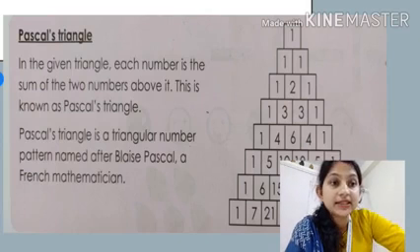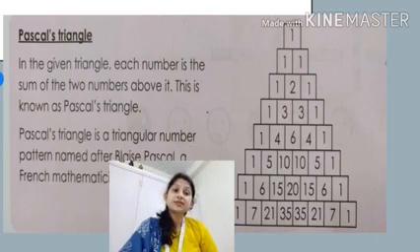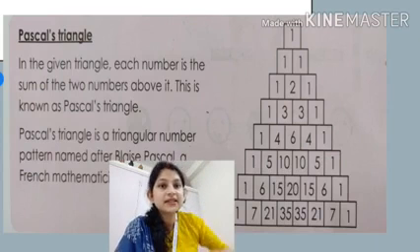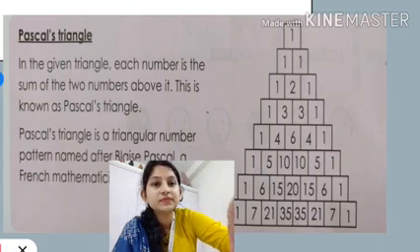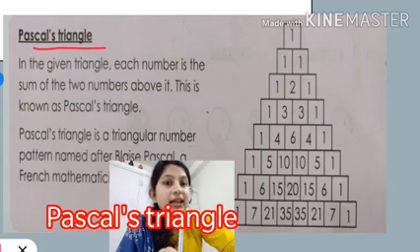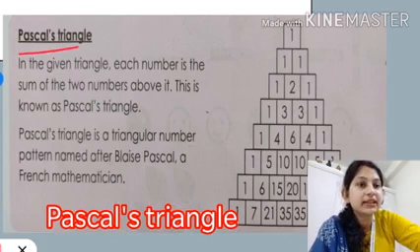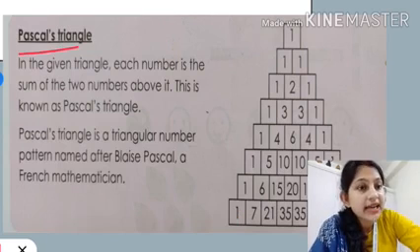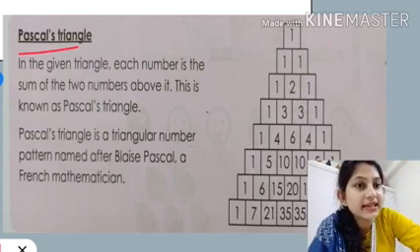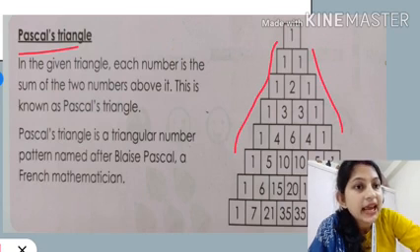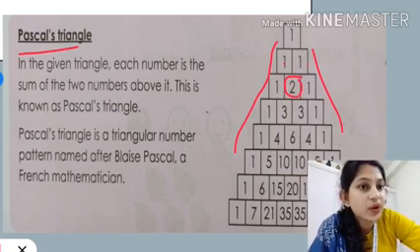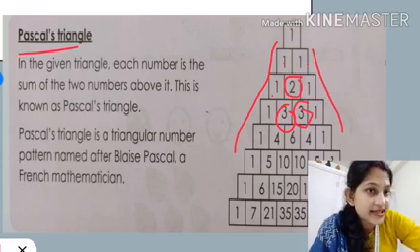Now comes another topic, that is Pascal's triangle. What is this Pascal's triangle? See here, spelling Pascal. Pascal's triangle. Okay, and what is special here? Each number is addition of upper two numbers. Like see here, you can see the pattern. Every time 1 is in the last, and 1 plus 1 is 2. Okay, now see the next one. 1 plus 2 is 3 here. And again 2 plus 1 is 3. Like that it has been written.